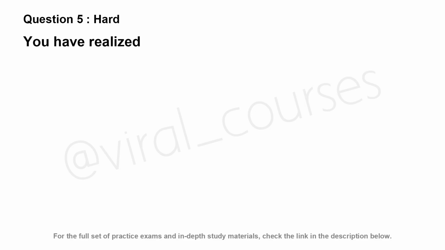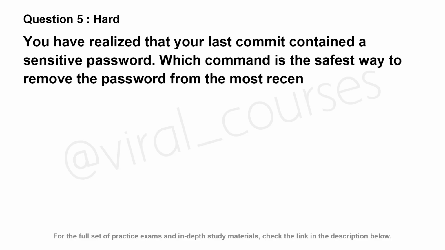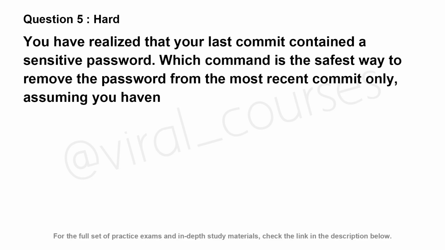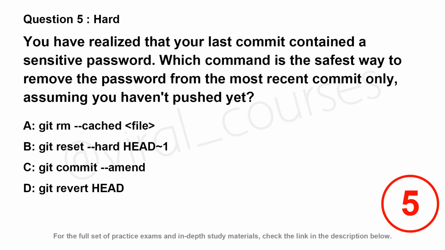You have realized that your last commit contained a sensitive password. Which command is the safest way to remove the password from the most recent commit only, assuming you haven't pushed yet? Option A. Git rm --cached <file>. Option B. Git reset --hard HEAD~1. Option C. Git commit --amend. Option D. Git revert HEAD.